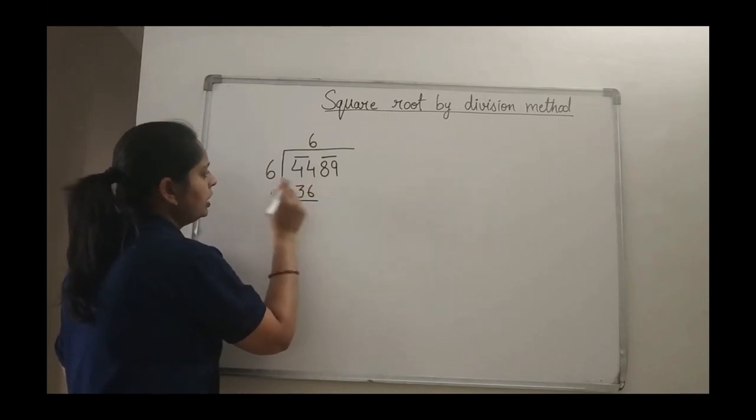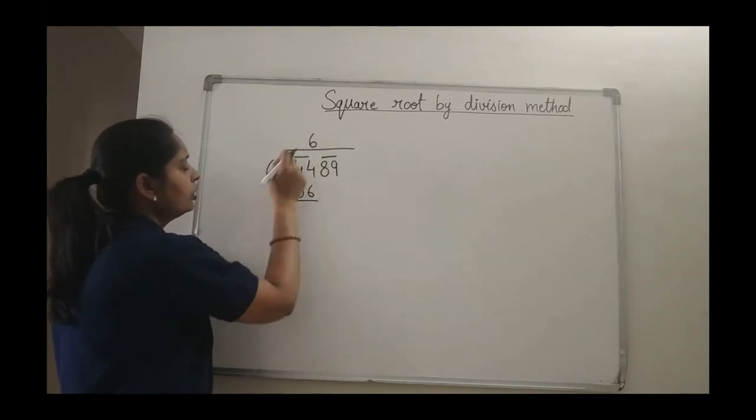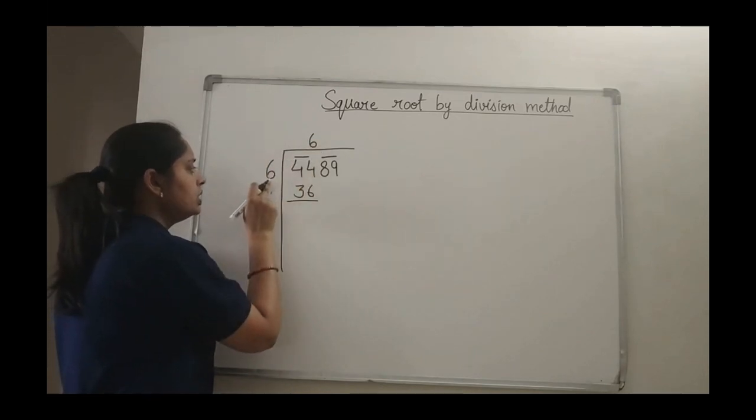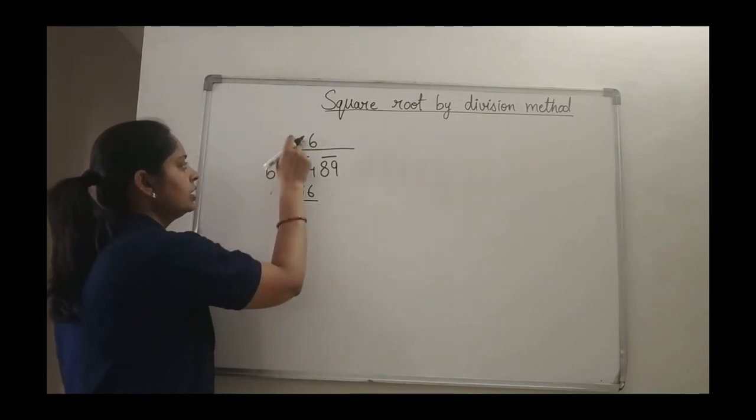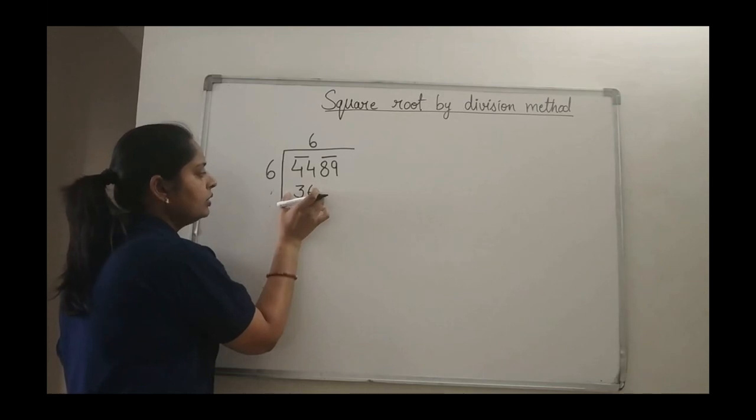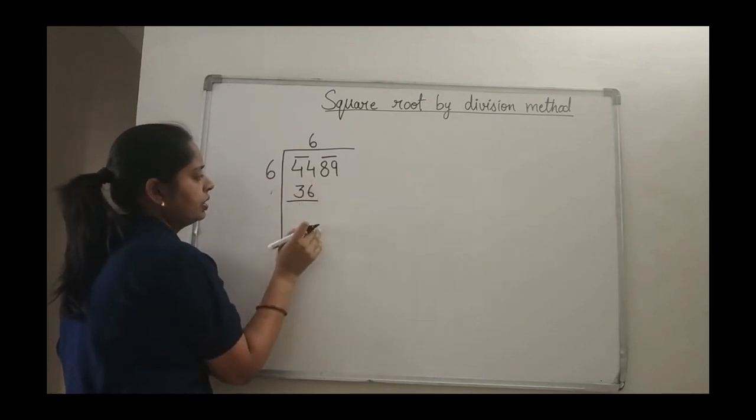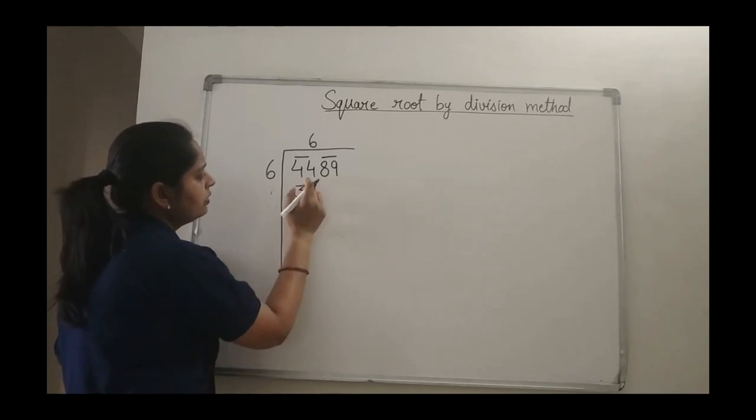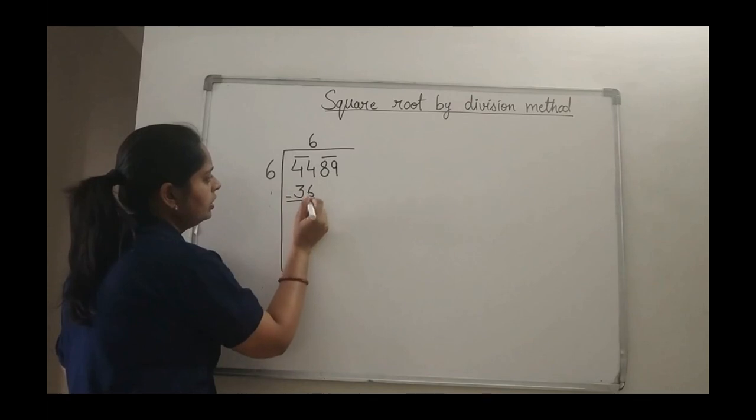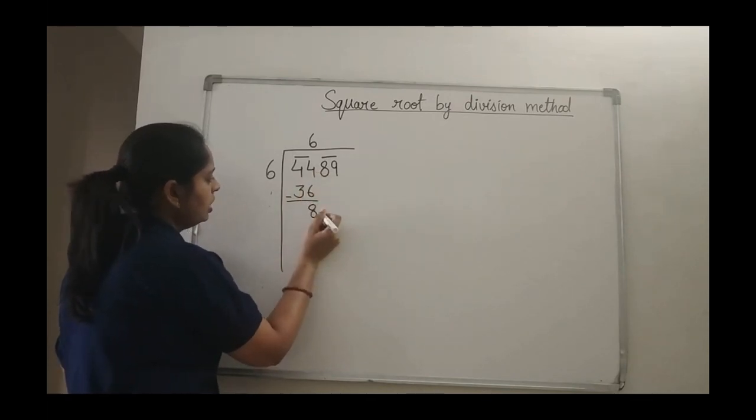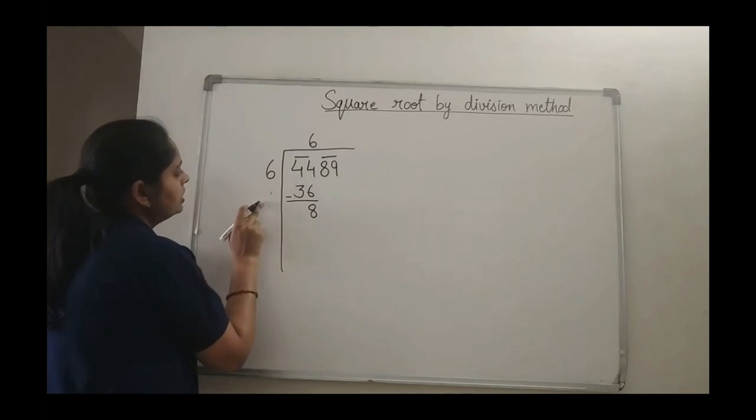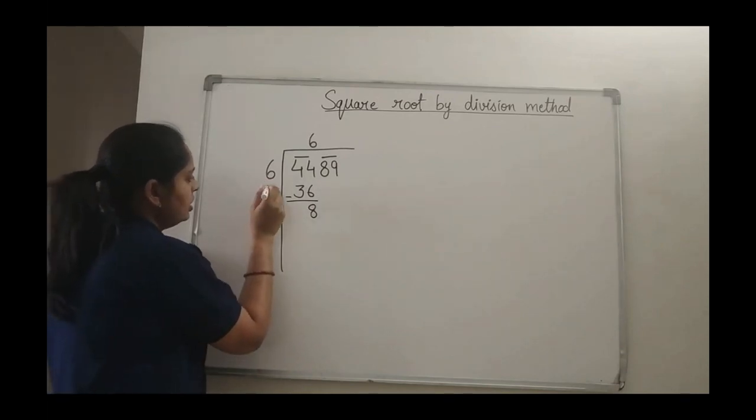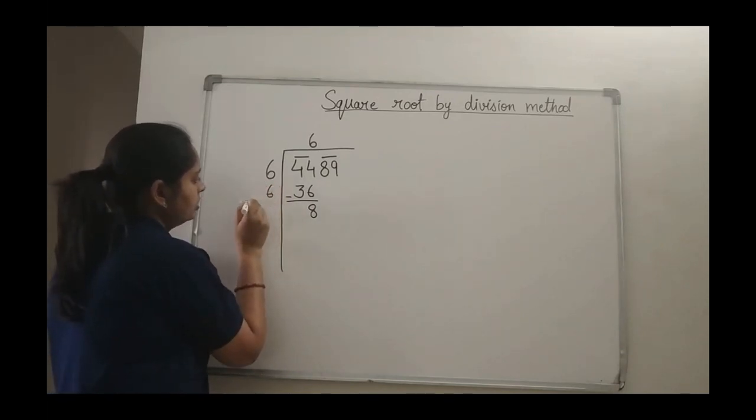We cannot take 6 7s are 42. We cannot change the digit. Whatever digit entry we are doing here, the same entry, means we have to write a square number over here. We cannot write any other number over here. Okay. So now as in division we are doing subtraction, subtract 44 and 36. What you will get? 14 minus 6 will give you how much? 8.